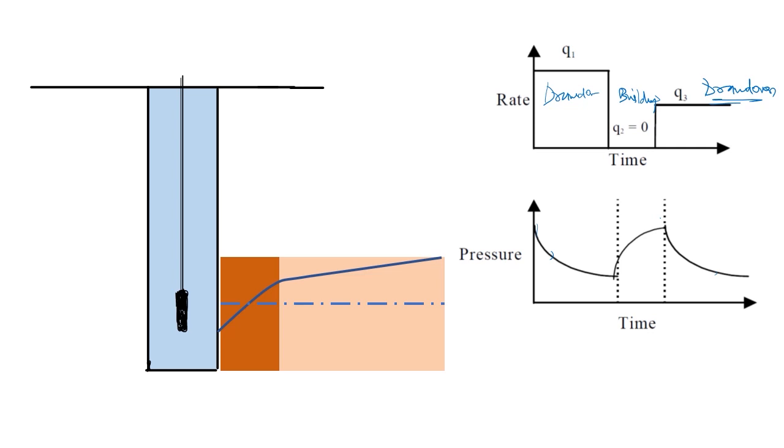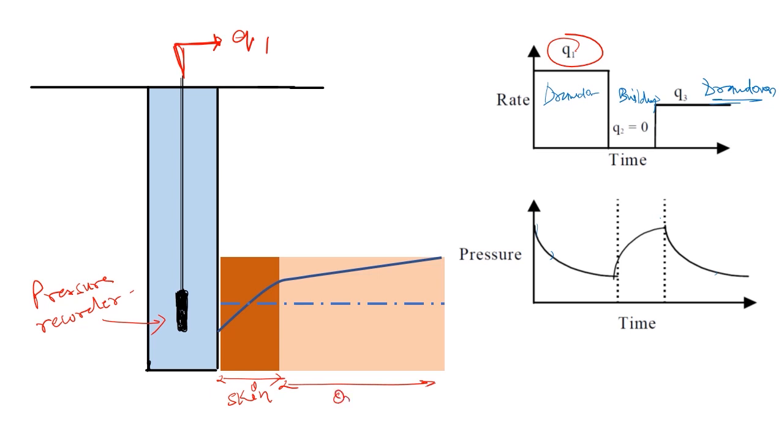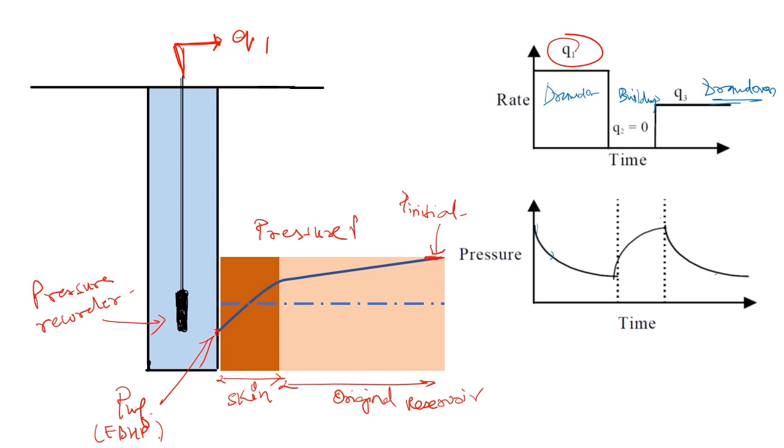Now let's look at this particular diagram. Let's say I am discussing this Q1 case. I have started to flow my well at a constant rate Q1, and this is my pressure recorder. Let this be the skin region, and this is the region for the original reservoir. As we know, I have drawn the pressure profile here. This is my initial reservoir pressure, P initial, and this is my PWF, the flowing bottom hole pressure.